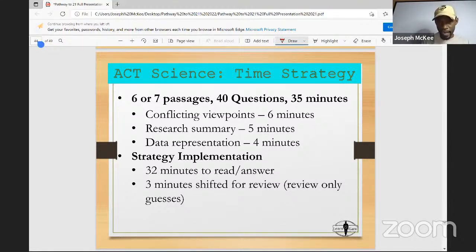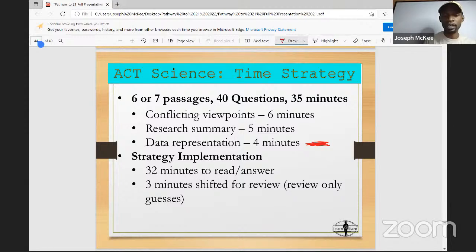And while this is not exact, this gives you an estimate of how much time you should use for each passage type. The conflict and viewpoint is the most difficult, so it's going to require the most time. Research summary requires a minute less. And then data representation, those charts and those tables, because they're so straightforward, it's going to require the least amount of time. So 4 minutes. So the more of these data representation type passages you can get done, the more questions, the more likelihood you are to get to the number of questions you want to get a 21.